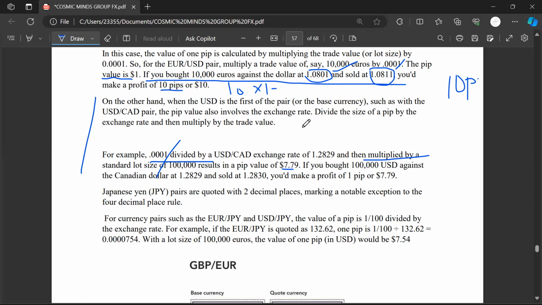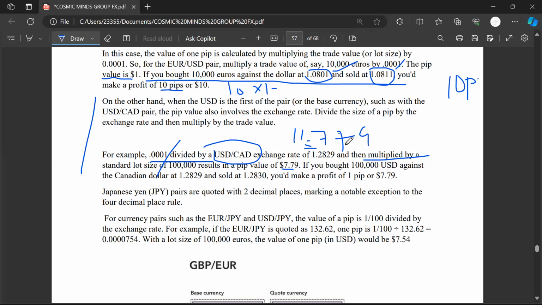So now that we have this, it means that for such pairs, not only this pair, but such pairs where the base currency is USD, a pip costs what? 7.79 dollars. A pip is equivalent to $7.79. So you see how huge the money is.